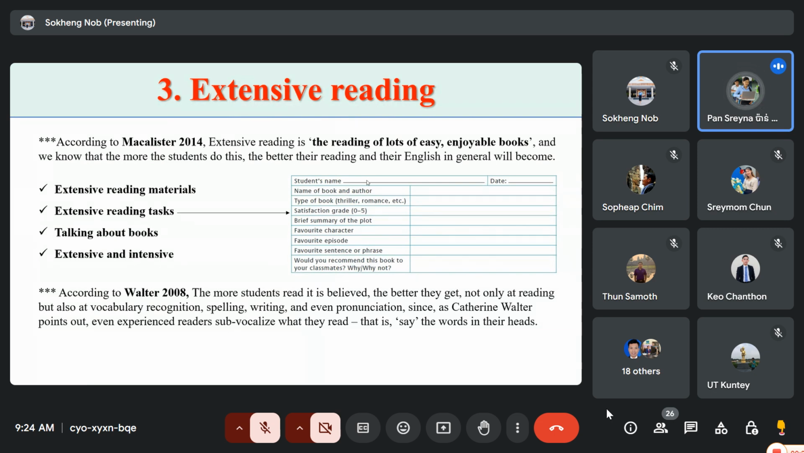This is all about intensive reading. As I have mentioned earlier, intensive reading is a traditional way that has been encouraged in language study for practicing reading. According to McAllister 2014, extensive reading is reading a lot of easy, enjoyable books, and we know that the more the students do this, the better their reading and their English in general will become. For extensive reading, there are four parts that we can use to apply in the class. Number one is material that we can use to apply in the class.